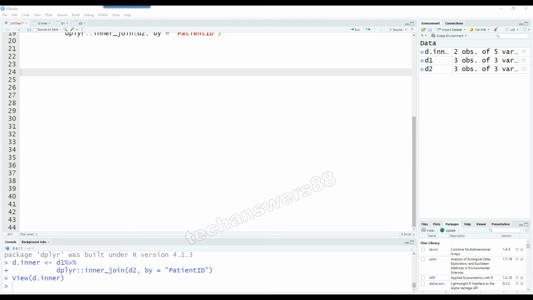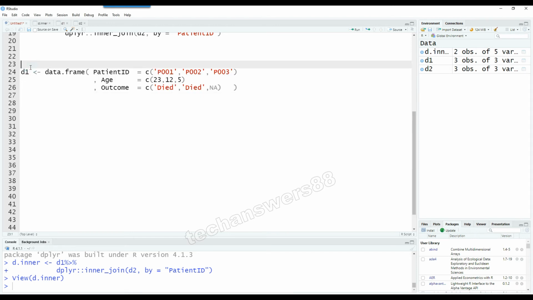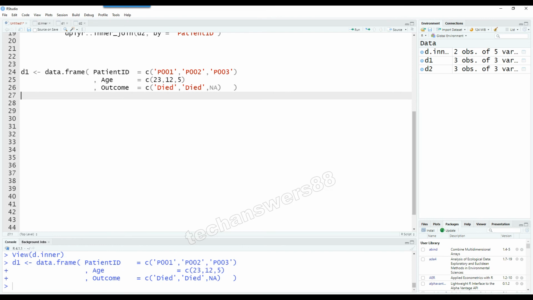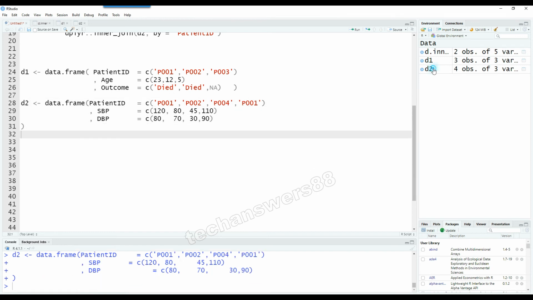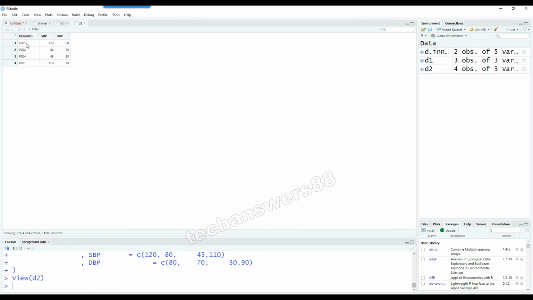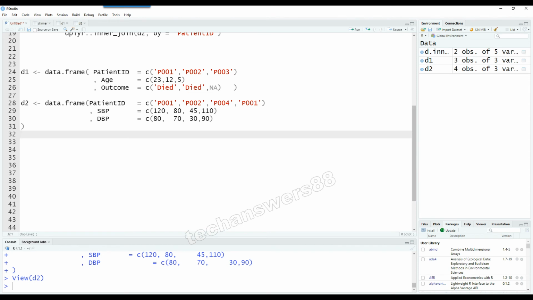Now let's complicate the situation a bit further. What if we have two data sets and in one of them the data is repeated for the same patient? For example, D1 appears to be fine because we have three patients, patient ID 001, 2, and 3. But in the second table, we have patient ID 002 being repeated twice, and that is because we have taken two blood pressure readings for the same patient.